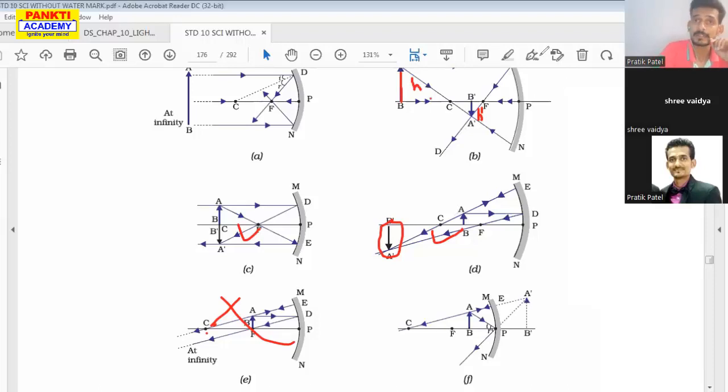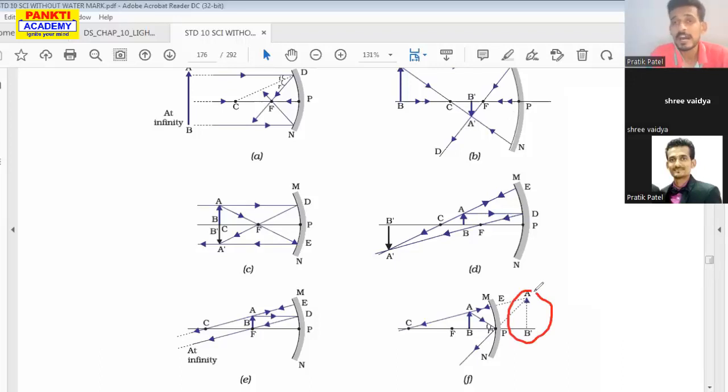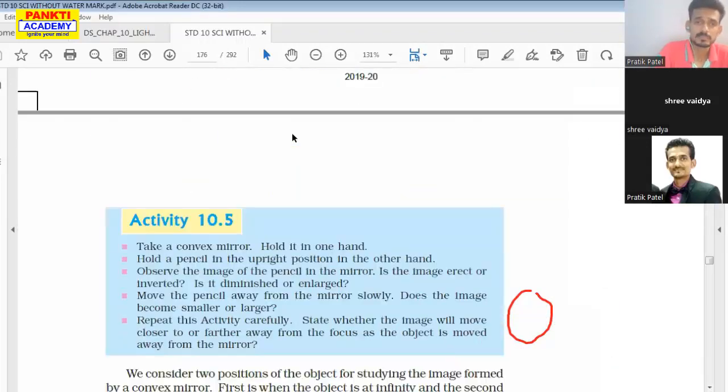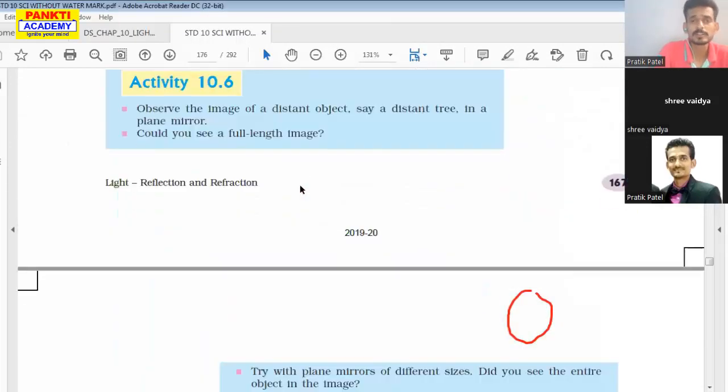So negative height represents the image is real and inverted, but positive height represents the image is virtual. Okay, so this is the condition given in the topic. Next one, same today, one formula, the mirror formula, you also remember.